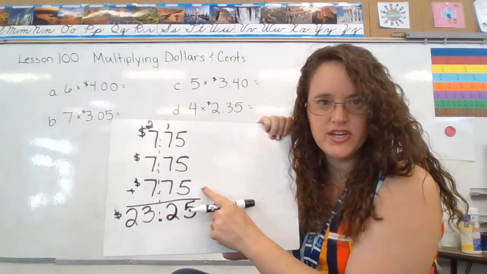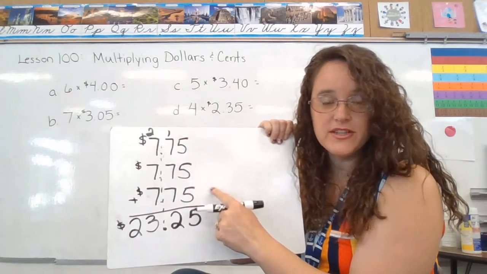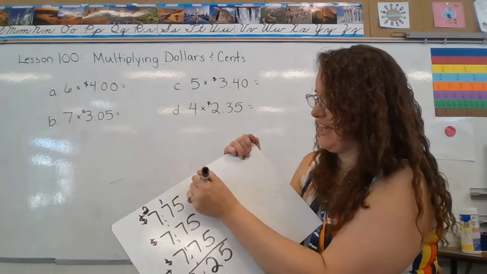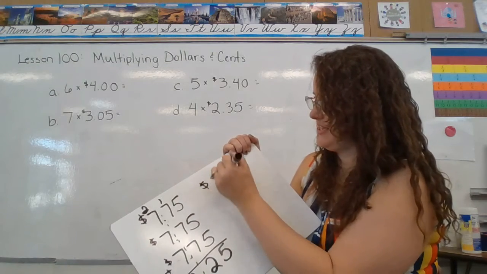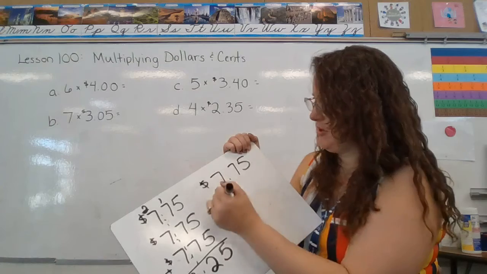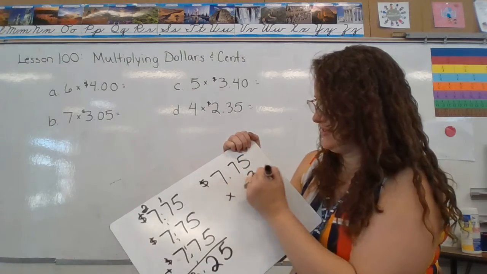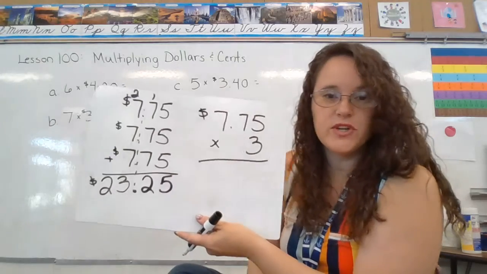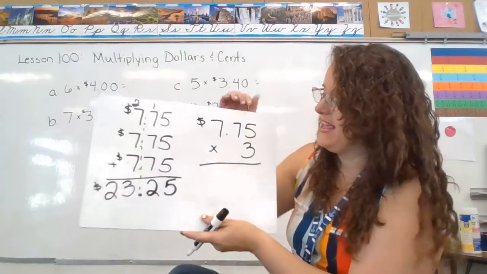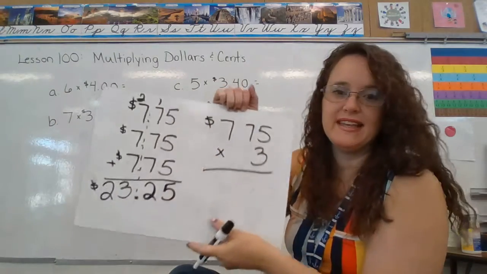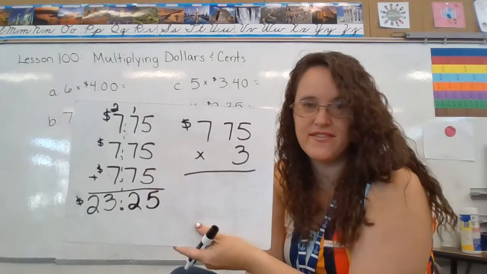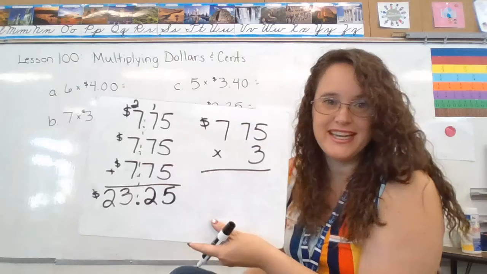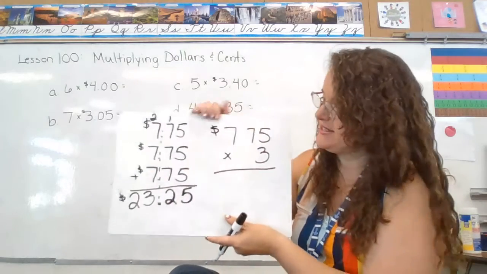But notice we added the same number 3 times. That's repeated addition, which means we could solve this using multiplication. Instead of adding 775 3 times, we could multiply 775 times 3. Now, this works exactly the same way as if we were multiplying 775 times 3.